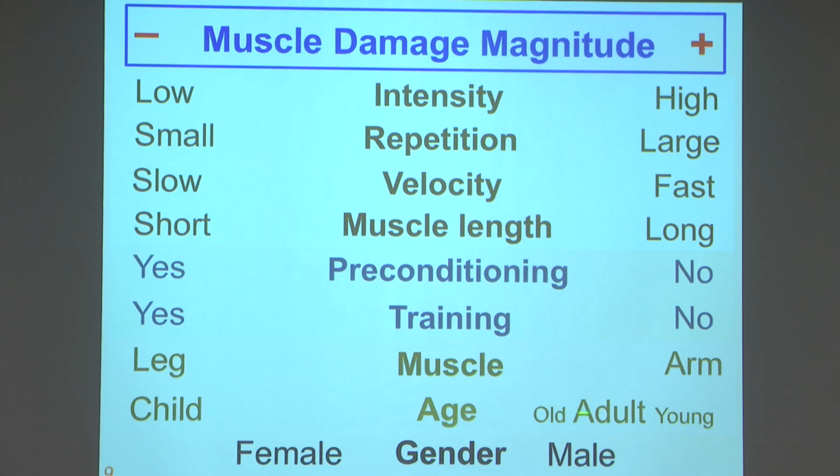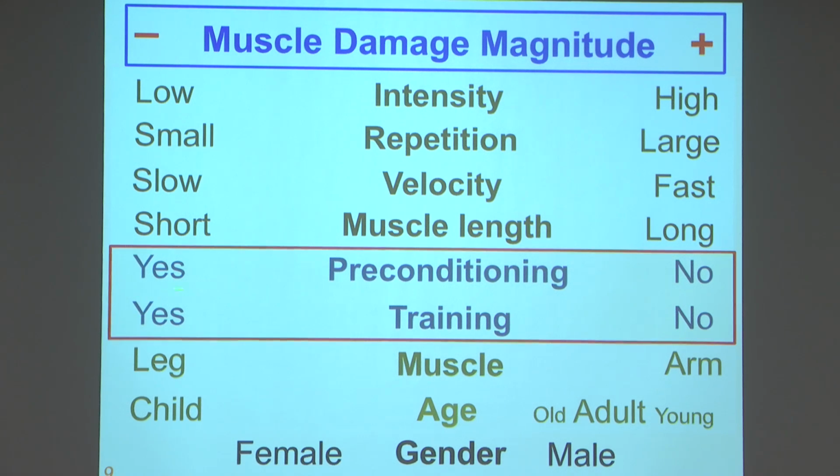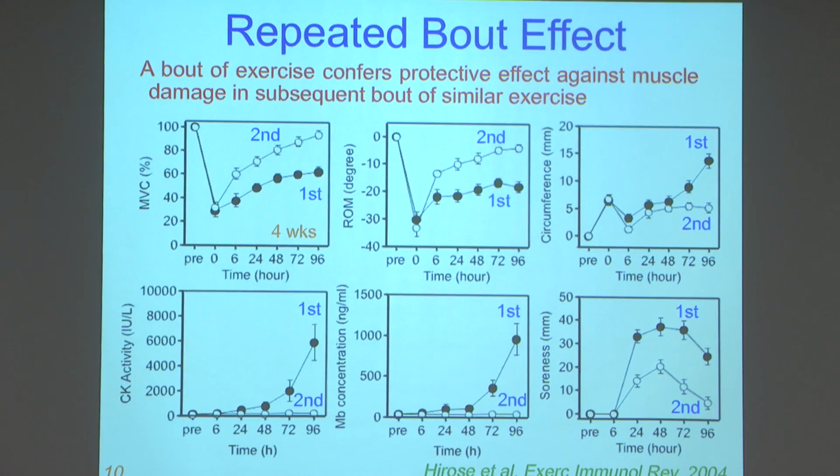And we didn't see any difference between old and young adults. Also, there are very minor gender differences. So for the next slides, I'm talking about more preconditioning effect. If you repeat the same exercise 4 weeks apart, this is for elbow flexor eccentric exercise.